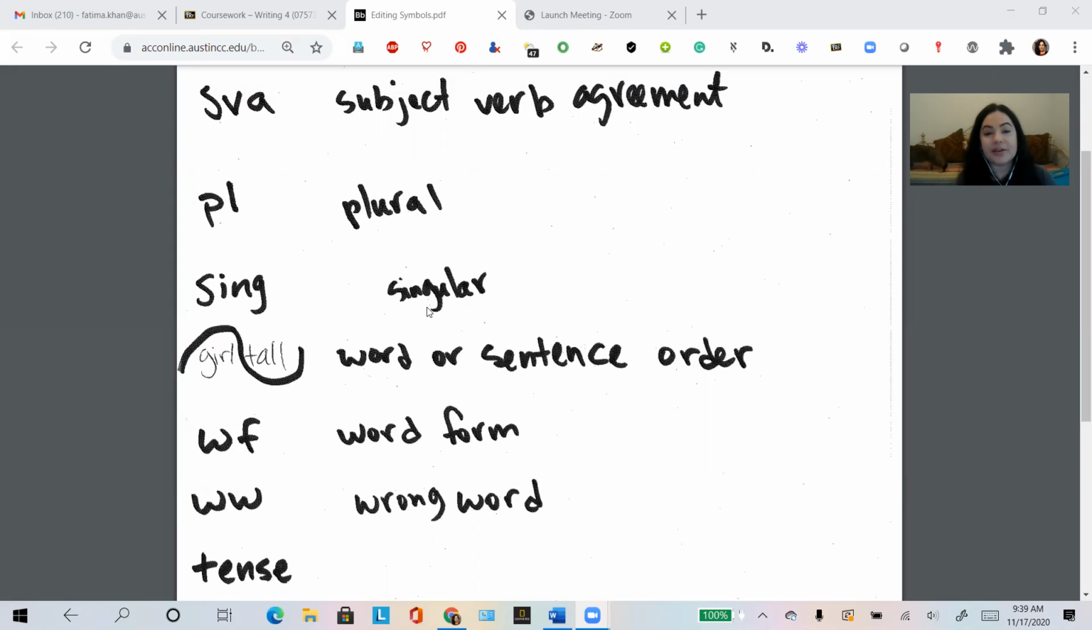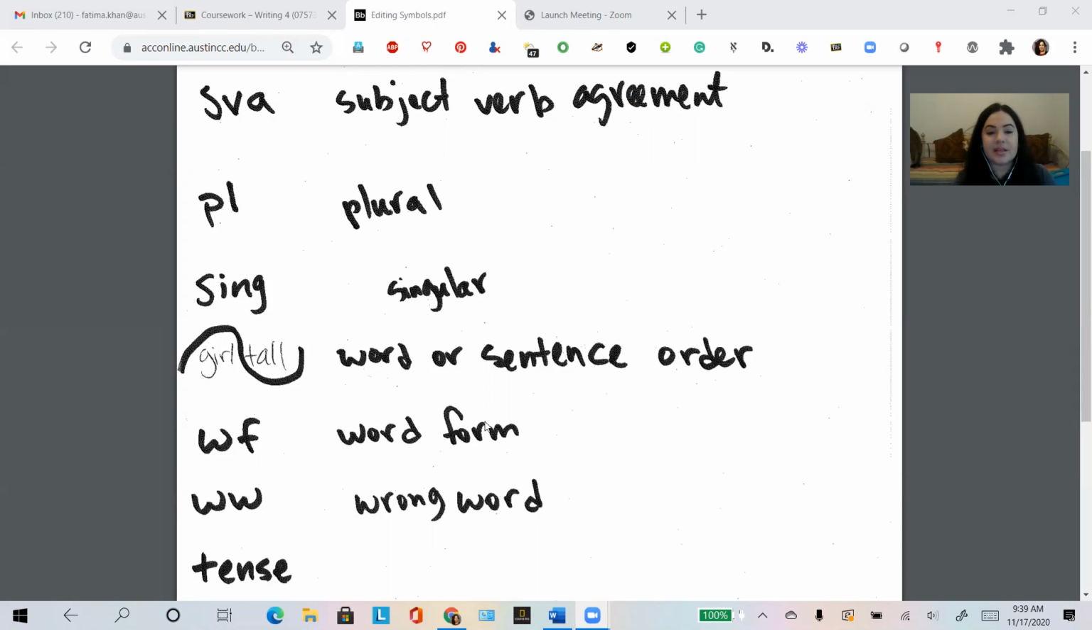So sometimes that's a matter of countability, like you've written entertainments, but actually entertainment is uncountable. So it should be always in the singular form, right? So you'll have to ask yourself, is this countable or uncountable? I'm not sure. Let me look it up.